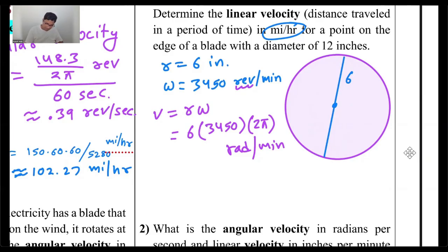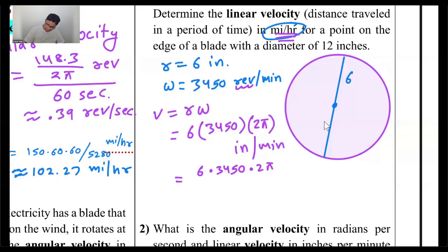No, not radians. Now we're talking about linear. That is inches per minute. And that is the linear velocity, which we now need to convert to miles per hour. Okay, so let me do it first. 6 times 3450 times 2 pi, that many inches divided by 1 minute. Now you have to convert to miles per hour.